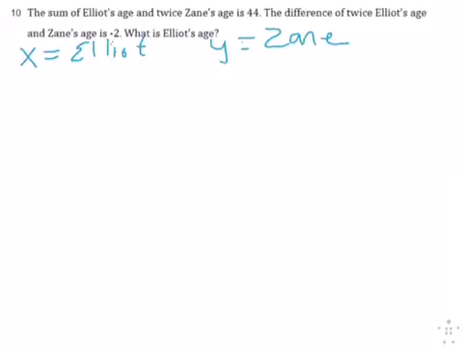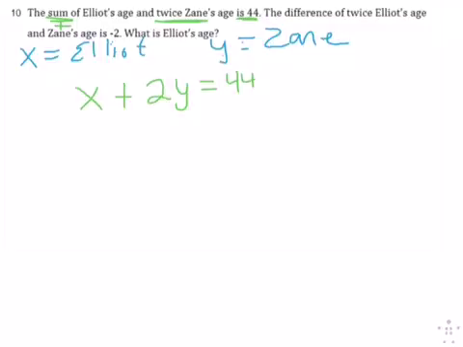So now we can go ahead and set it up based on what our sentence says. The sum, meaning addition, of Elliot's age and twice Zane's age, twice meaning multiply, is 44. Is meaning equal. So the sum of Elliot's age, so x, plus twice Zane's age, so 2 times y, equals 44. That's one equation.